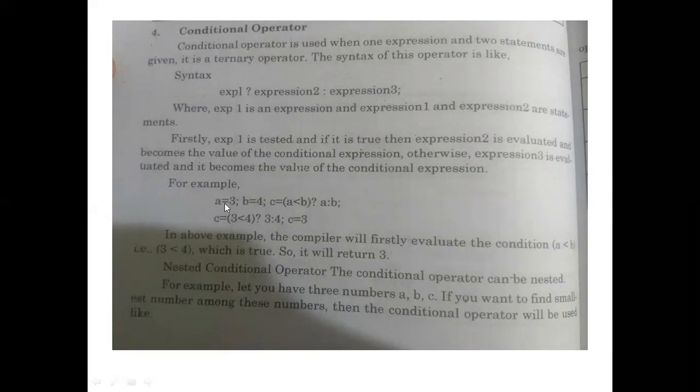So for example, a equal to 3 and b equal to 4, then c is equal to a is less than b, question mark a colon b. First evaluate this: the value of a is 3, the value of b is 4. So a is less than b is true. True means the value of a will be assigned to c. So that's why, 3 is less than 4, it returns true, so 3 will be assigned to c. So the value of c will be 3.